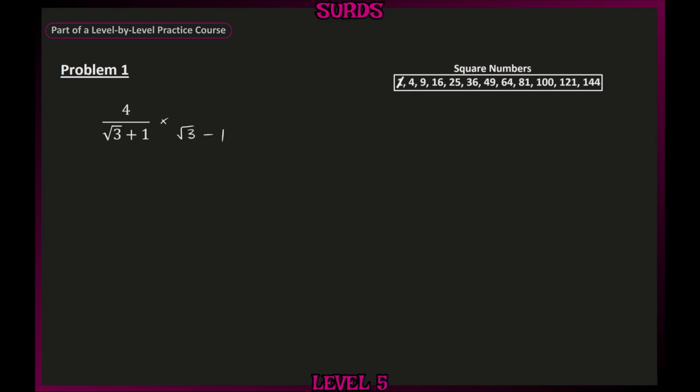And because we have two terms here, we need to make sure that we put these in brackets when we multiply. Now for multiplying the bottom, we also need to multiply the top to keep the fraction equivalent. So we're also going to multiply 4 at the top by root 3 minus 1. Now if we start with the numerator, we have 4 multiplied by root 3, which gives us 4 root 3, and then we have 4 multiplied by minus 1, which gives us minus 4.